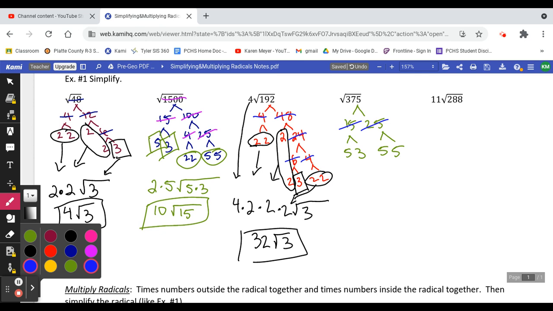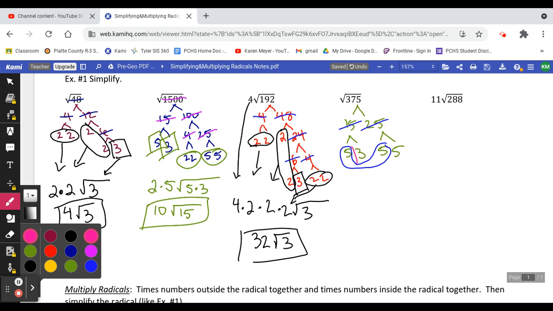Now, just so everybody's aware, when you're looking for two of the same number, they don't have to be right next to each other. Okay, I can circle the two 5s that are right next to each other, but I could also circle these two 5s. They do not have to be next to each other. They have to just be on the end of your tree.